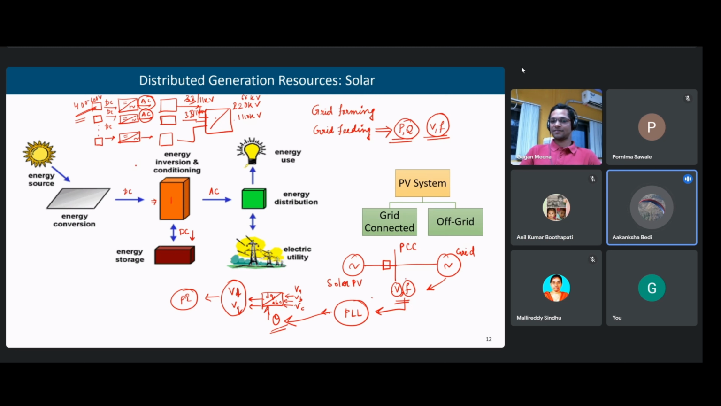That means for islanding mode, we have grid forming converters, is it? Yes. And there are standalone systems, right? This off-grid system, whatever they are generating, they can directly feed to the battery. That can be done.